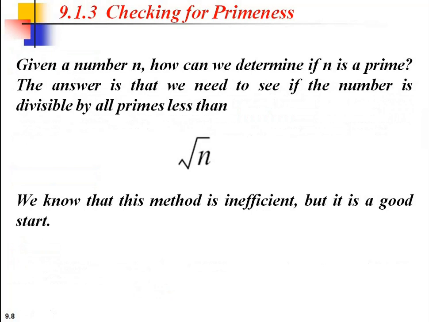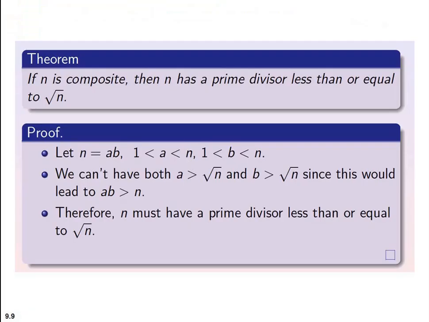Now the question comes how we can test whether a number is prime or not. Given a number n, we can test it by checking whether it is divisible by any number less than root of n. Although this method is inefficient, it is a good point to start. There is a theorem that if n is composite, then n has a prime divisor less than or equal to root of n, and here is the proof of this theorem.